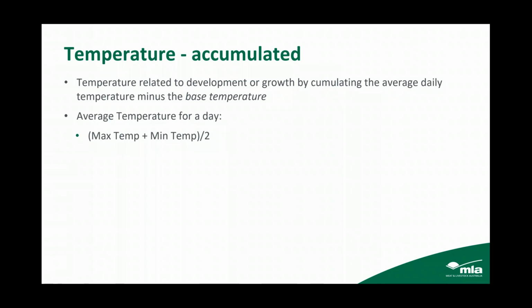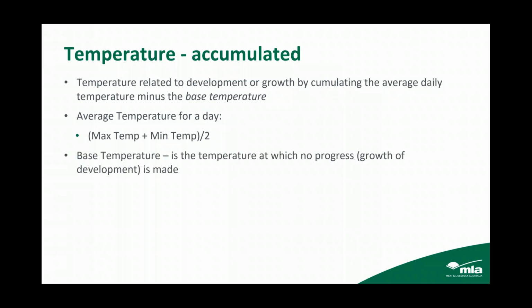So the average temperature for a day is just the maximum temperature plus the minimum temperature divided by 2. So I don't know, yesterday in Wagga it was about a 10-degree maximum and a 6-degree minimum. That would make it an 8-degree average. Pretty simple sort of stuff.